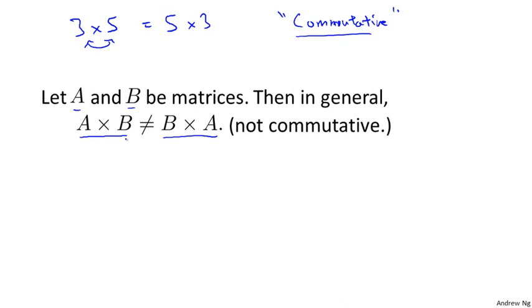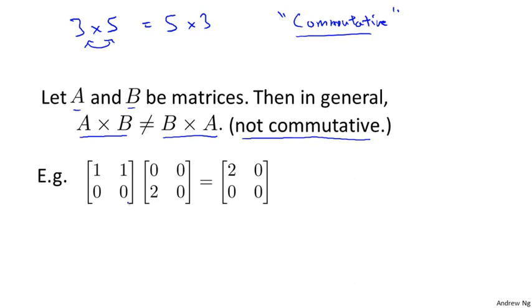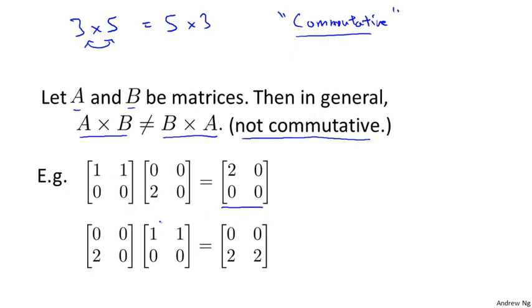It's not okay to arbitrarily reverse the order in which you multiply matrices. So we say that matrix multiplication is not commutative. It's a fancy way of saying it. As a concrete example, here are two matrices. This matrix 1 1 0 0 times 0 0 2 0. If you multiply these two matrices, you get this result on the right. Now let's swap around the order of these two matrices. I'm going to take these two matrices and just reverse them. If you multiply these two matrices, you get this second answer on the right. And clearly, these two matrices are not equal to each other.